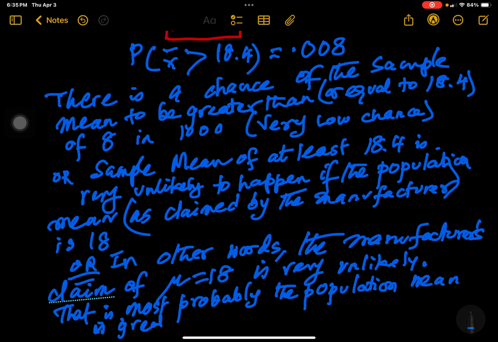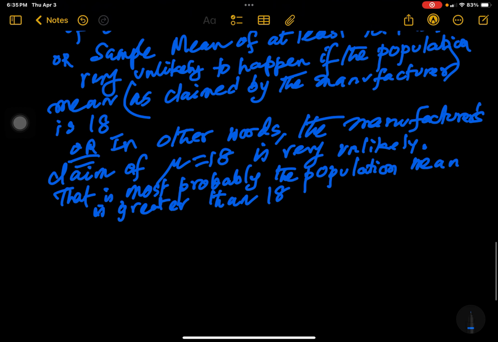You can understand the situation. You get a sample mean of 18.4, whereas the manufacturer claims the population mean is 18. So how can a sample mean be so high, 18.4, so far away from the population mean? The population mean most probably is greater than 18. That means the manufacturer's claim is incorrect.